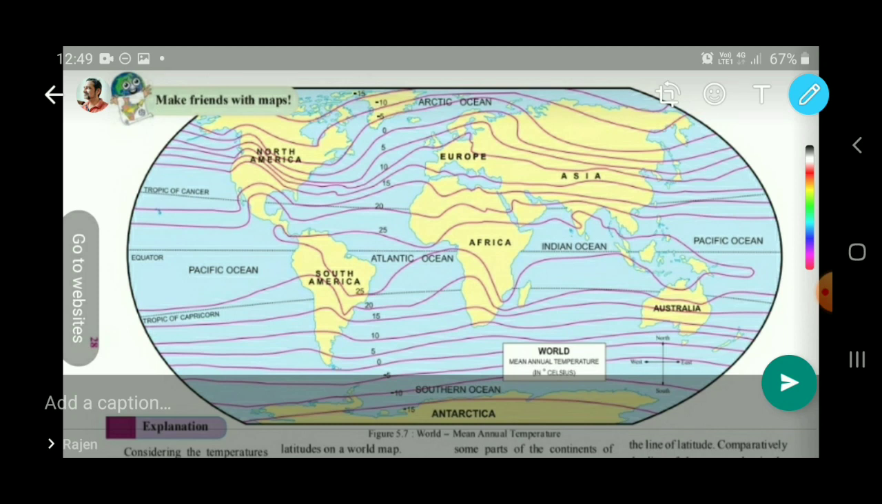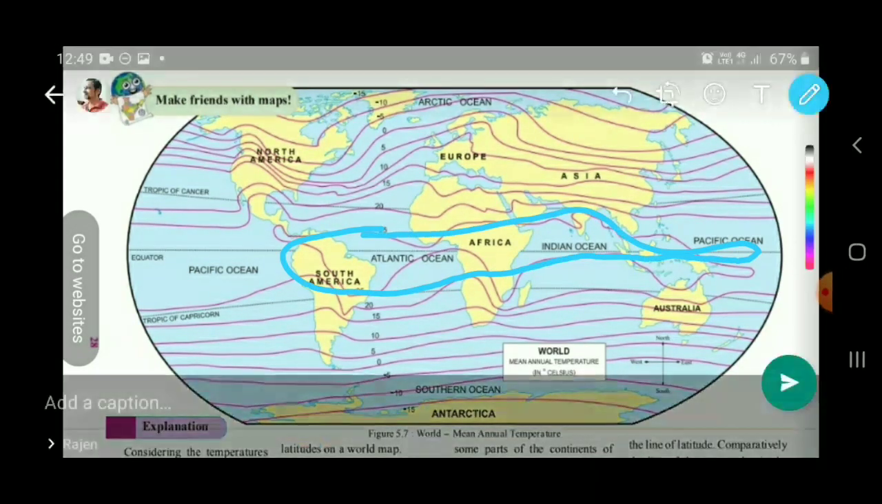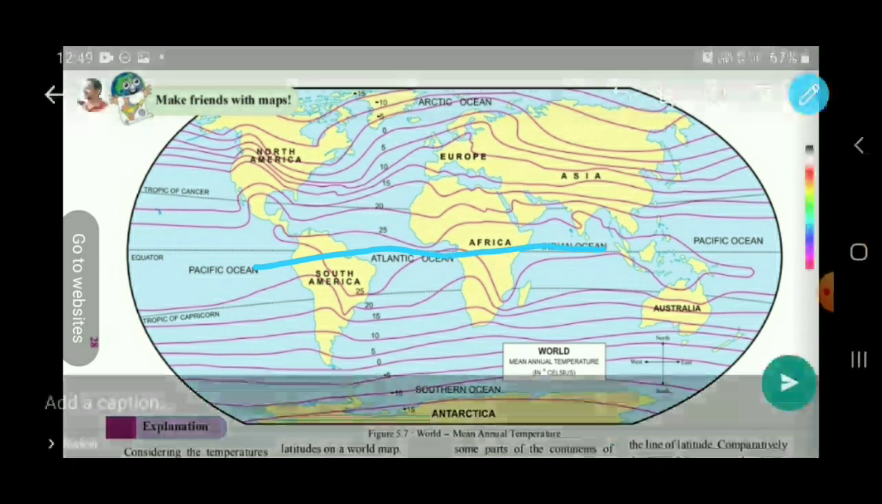Now, you have to observe the isotherm of 25 degrees Celsius. See this isotherm of 25 degrees Celsius. Can you see? This isotherm is of 25 degrees Celsius. So, the 25 degrees isotherm you have to observe. This line occupies areas close to the equator. This isotherm is very close to the equator.